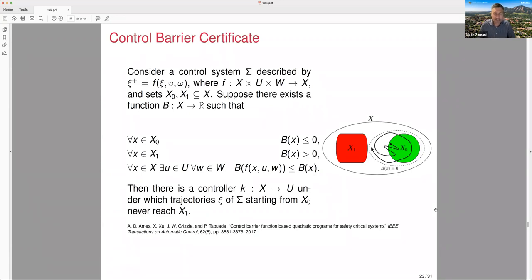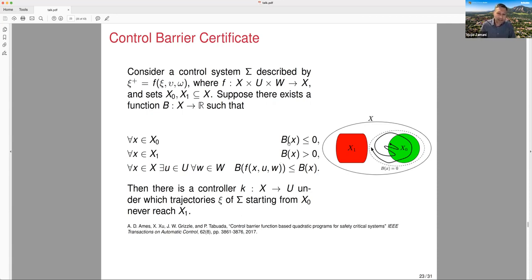So the previous slide was talking about verification. If we find the function B, we can verify the system never entered the bad region. We can also extend it for the case of designing the system which will not enter the bad region. For that, I added this extra variable upsilon, which plays the role of input to the system, for which I can influence the system.